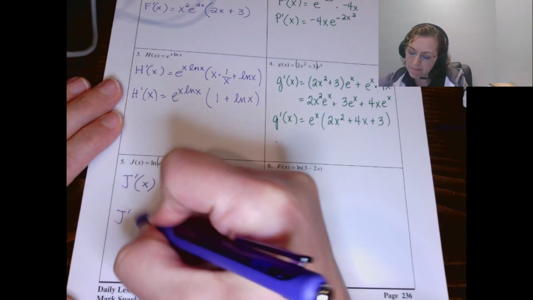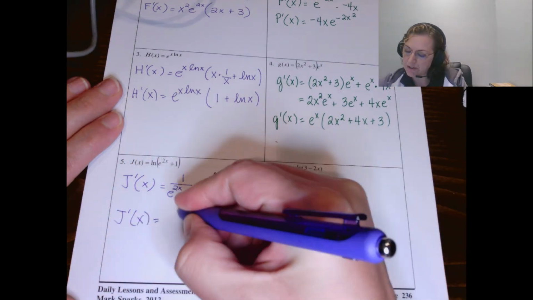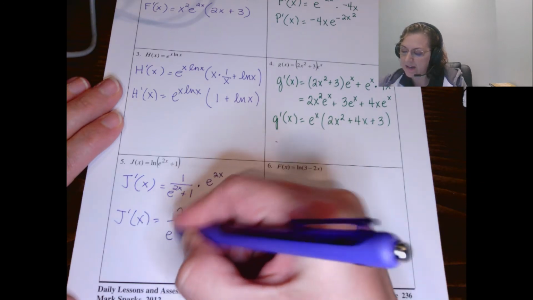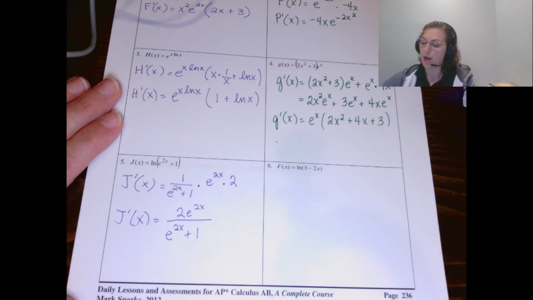Let's go ahead and make that one fraction by putting the 2e to the 2x in the numerator and leaving my e to the 2x plus 1 in the denominator there.